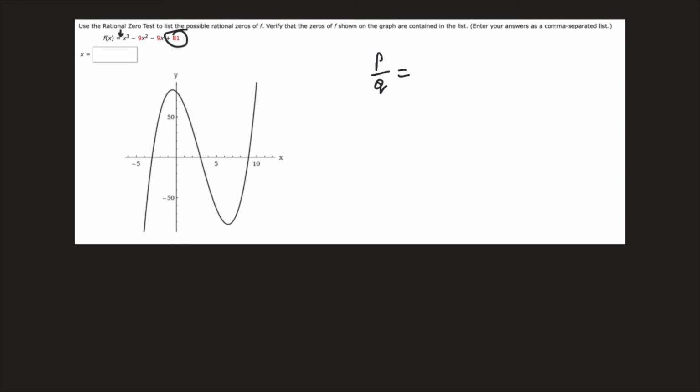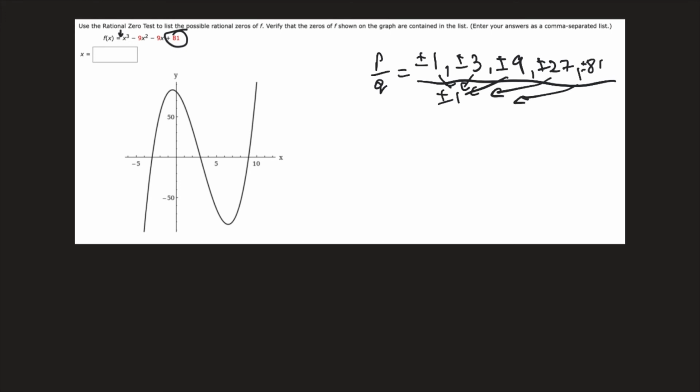So to list all the factors of 81, we just have to think of all the numbers that 81 is divisible by. Always start with the easiest one, which is 1. Next factor would be 3, 9, 27, and last, plus or minus 81. Factors of q, since it's just 1, is just plus or minus 1. I'm going to divide each one of these factors of p by factors of q and get the list of all possible rational zeros, which are plus or minus 1, 3, 9, 27, and 81.